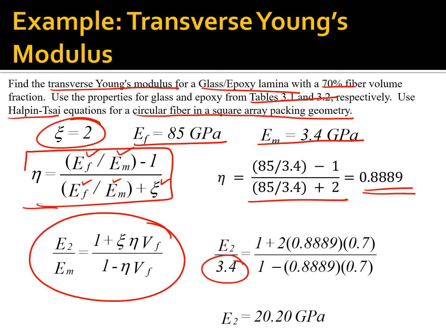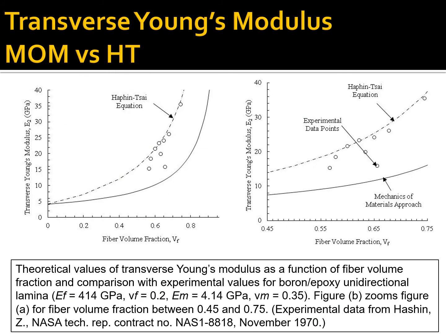So that's 3.4 GPa, xi is 2, eta is 0.8889, volume fraction is 0.7, same thing here. And that gives us a Young's modulus of 20.2 in the direction perpendicular to the fibers. Now look at this. This is your Halpin Tsai equation, that's your Halpin Tsai equation.